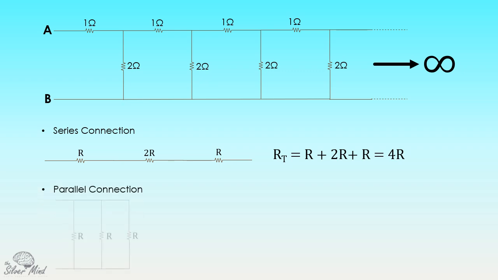Second method is parallel connection. This figure shows a combination of resistors in parallel. We can calculate the reciprocal value of total resistance by adding the reciprocal values of each resistor. Then in here, 1 upon total resistance is equal to 1 upon R plus 1 upon R plus 1 upon R, then reciprocal of total resistance is 3 upon R, therefore total resistance is R upon 3.